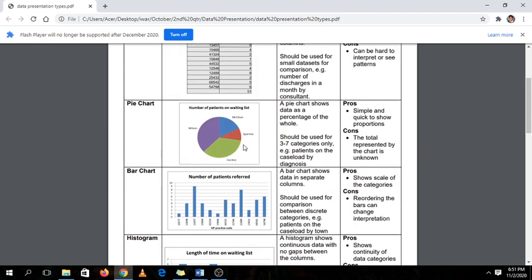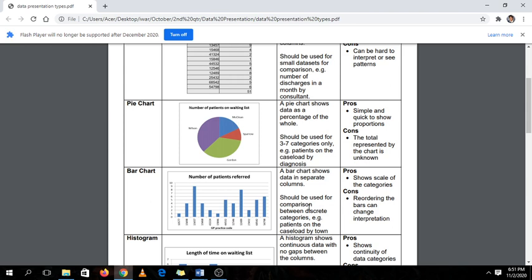Next, we have the bar chart. The bar chart shows data in separate columns. Usually it has a time element. For example, day 1, what is the result? Day 2, day 3, so on. So you can see progression. It should be used for comparison between discrete categories. Example, patients on a caseload by town. So again, it is used for comparison.